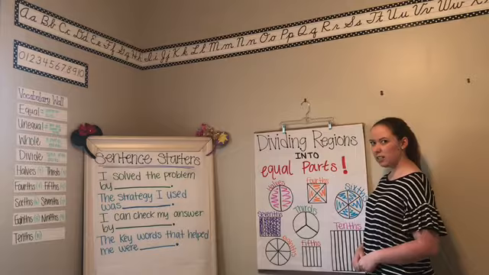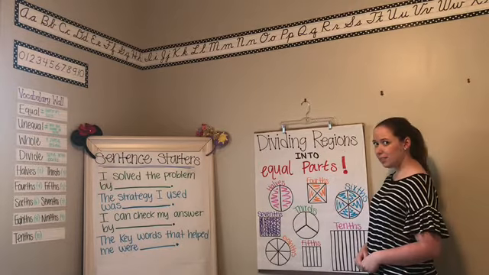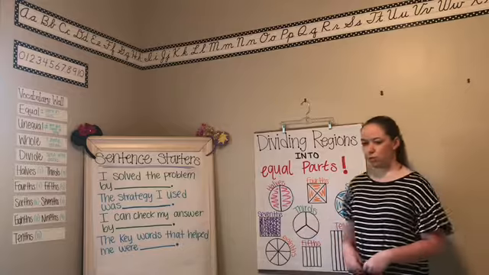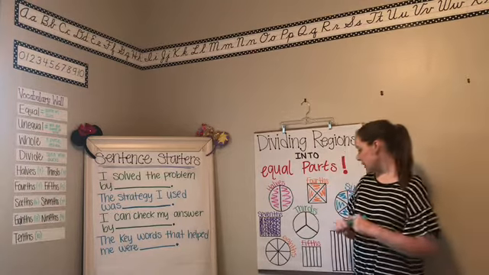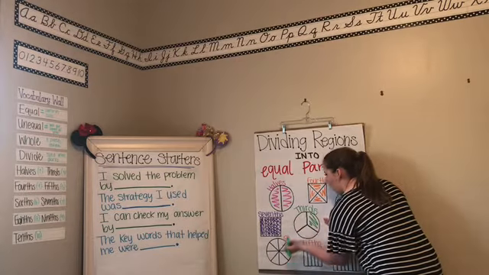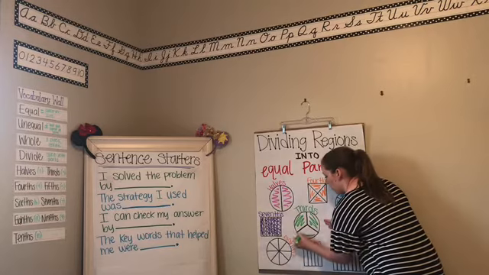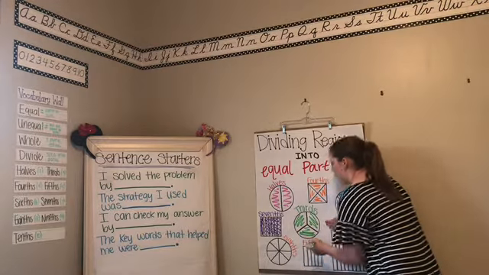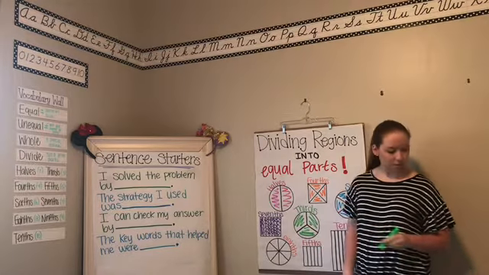Okay, now let's look at this one. That one looks a lot different. It's not divided into halves, or 2 pieces. It's divided into thirds, or 3 pieces. So let's count these ones. Okay, we have 1, 2, 3. So there are 3 equal parts.